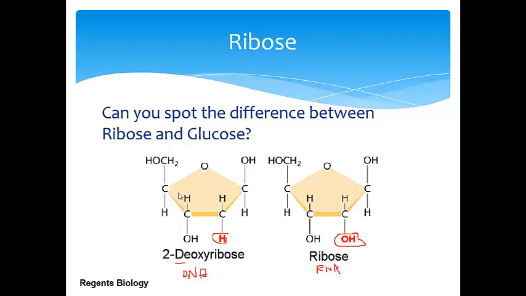These are similar shapes to glucose. Can you see the difference? Here's the O. First carbon, 2, 3, 4, and 5. Yes, ribose only has 5 carbons, so the ring is a little bit different shaped.